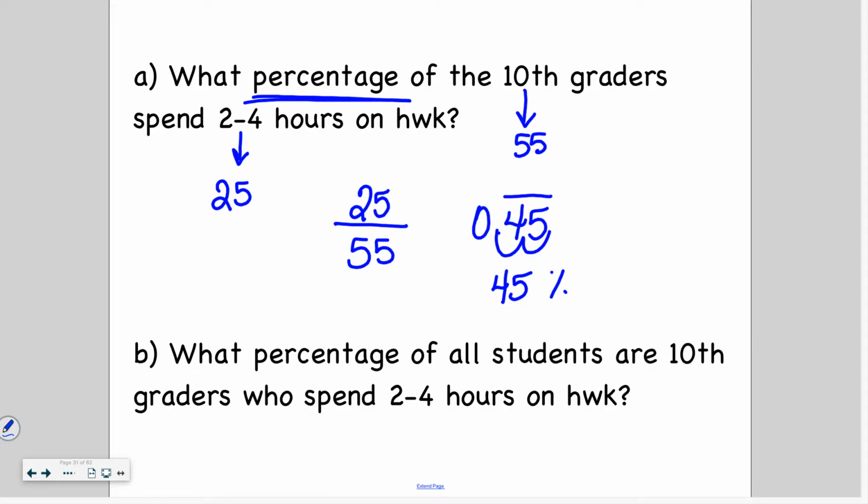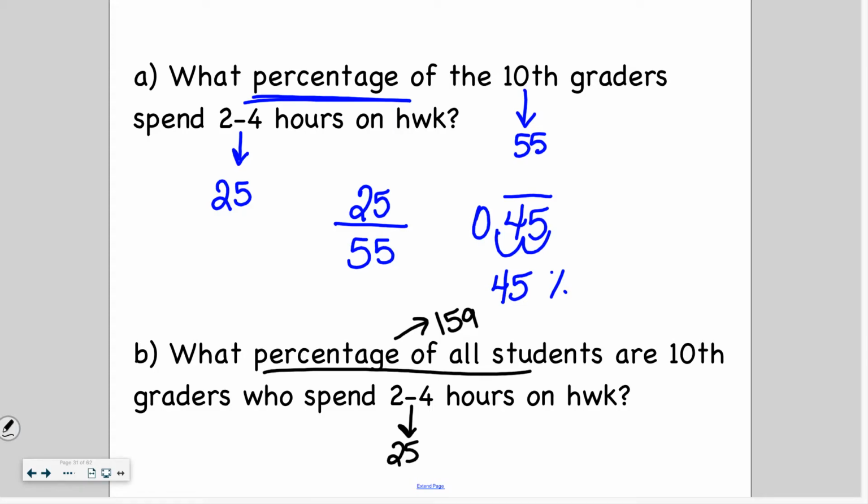What percentage of all students are 10th graders who spend 2 to 4 hours on homework? Well, again, we know that this value is 25. But we want to know the percentage of all students, okay? So we're going to have to add 52, 52, and 55, which would give us 159 students. So there's a total of 159 students.